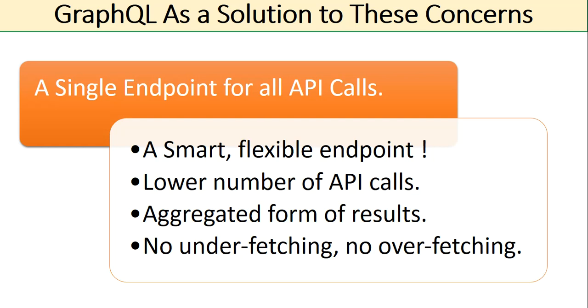Maybe I need only the last two orders. Maybe I need the first two orders, or something like that. So in this way, the client will be receiving an aggregated form of results directly from the server.